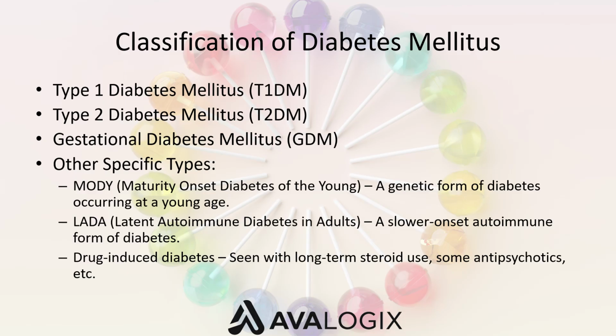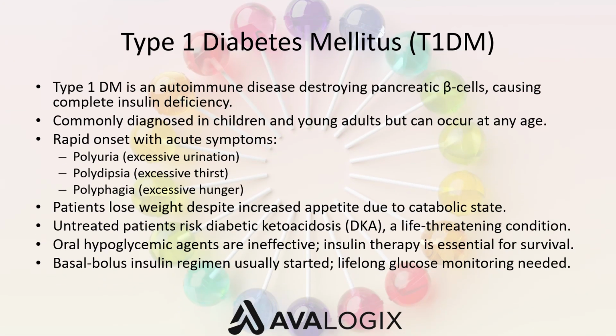Other specific types. These include maturity-onset diabetes of the young, a rare genetic form, usually inherited. Latent autoimmune diabetes in adults has features of both type 1 and type 2. Secondary diabetes due to drugs, e.g., steroids, pancreatic diseases, endocrine disorders. Each of these types has different causes, progression, and management protocols. As pharmacists, your role is to recognize the type based on medication profile and symptoms, which is essential in providing accurate advice and support. Let's now look a little deeper into type 1 diabetes mellitus, which has a unique pathophysiology and clinical profile.